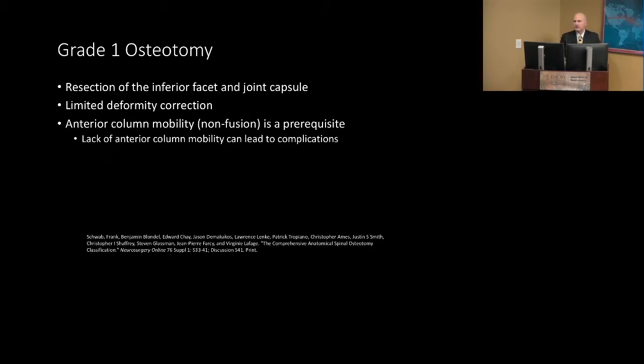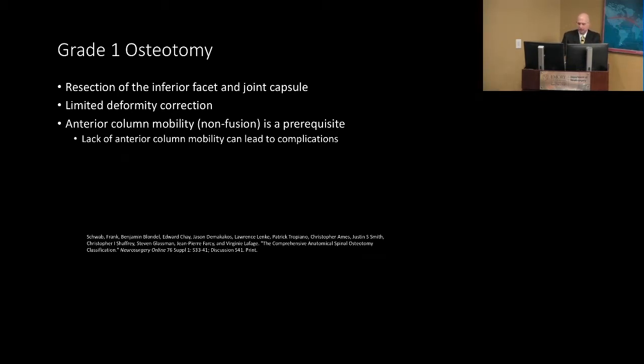The power for this is relatively limited, and one of the key considerations for using a combination of grade 1 osteotomies to fix a deformity is that you have to have anterior column mobility, because if you take away a small amount of bone posteriorly, you've got to be able to then close it down. And so the concomitant closing posteriorly has to be matched with a slight opening anteriorly.